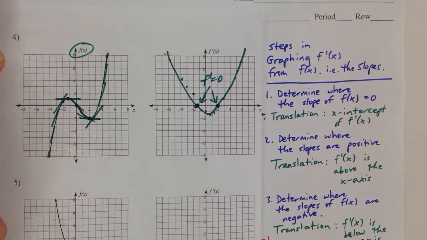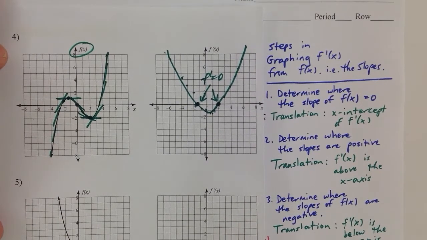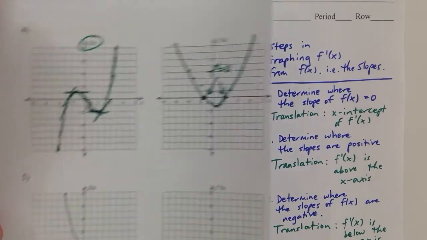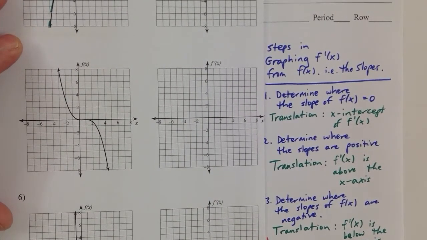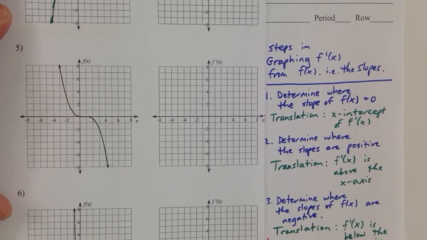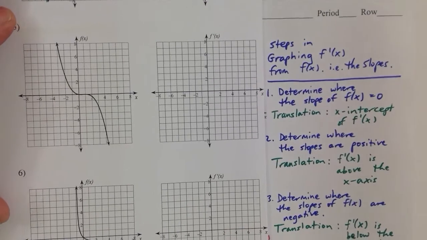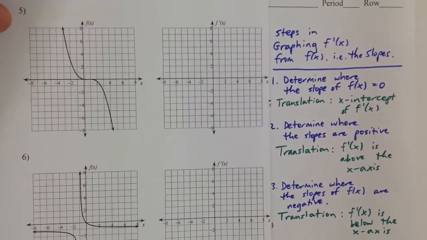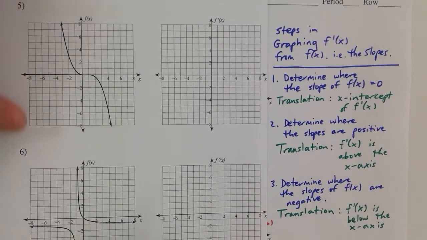Okay? I urge you to pause the video, and if you really want a challenge, do numbers 5 and 6. Maybe 5 won't be as big of a challenge as 6, I guarantee. 6 is much more difficult than 5. So if I were you and I wanted a challenge, I would pause the video now and then watch the videos after you've finished graphing f prime.